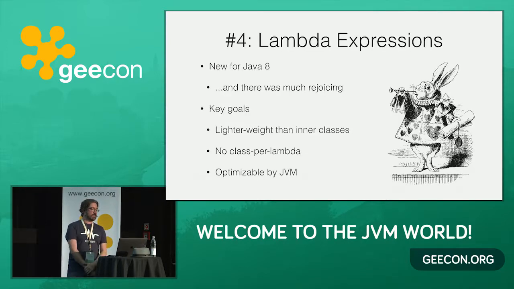All right, and the last section here: lambda expressions. Sadly, we can't use these yet in JRuby because we still support Java 7, but we're getting there. We'll probably be switching to 8 soon. The key goal here was to replace inner classes, to give you something like inner classes that had both less boilerplate code in your source and was lighter weight at the JVM level.